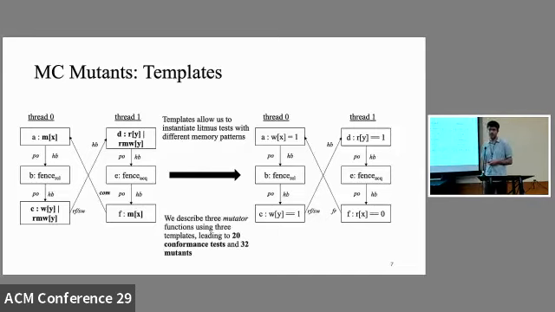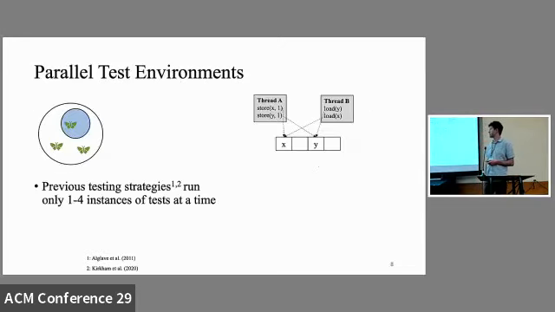In the paper, we describe 3 of these types of mutator functions, which leads us to generate 20 conformance tests and 32 associated mutants. Now, once we created these mutants, we realized that we're not seeing as many of these weak behaviors as we should be able to see.